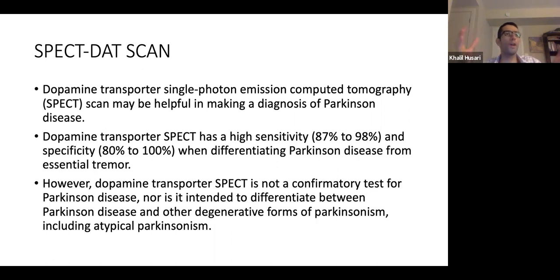neurodegeneration, because in all of the other neurodegenerative disorders, the dopamine is also lost, right? So it's not very helpful. In essential tremor, we should have a normal dopamine on the DAT scan, and that's the difference.